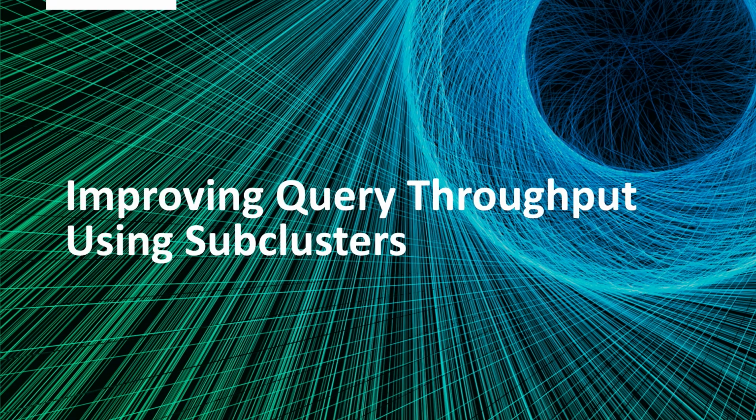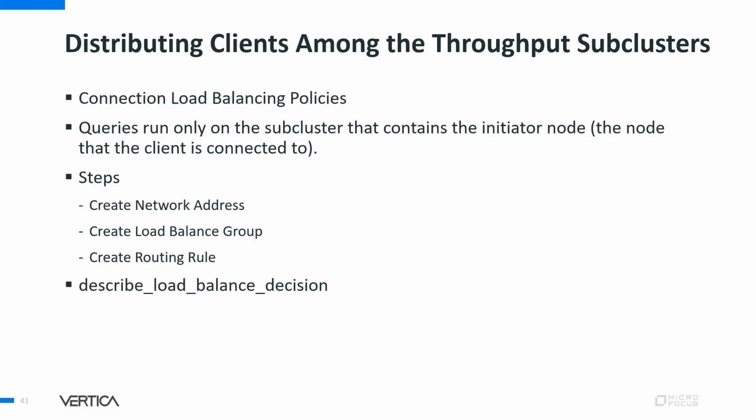The final topic is improving query throughput using subclusters. You can use connection load balancing policies to spread the connections across all of the subclusters you created to increase query throughput. Once you set these connection load balancing policies, queries can run only on the subcluster that contains the initiator node.